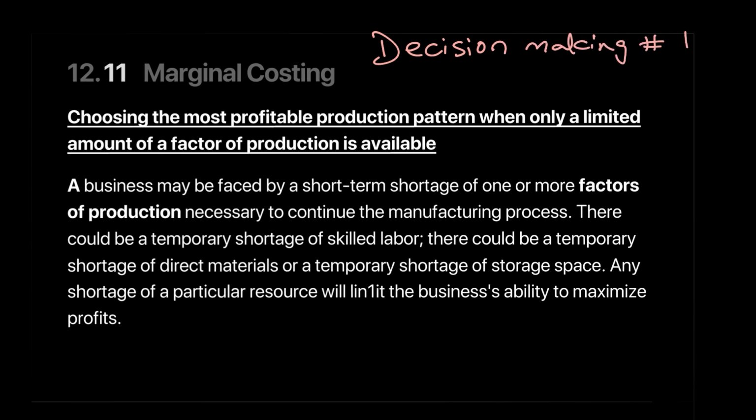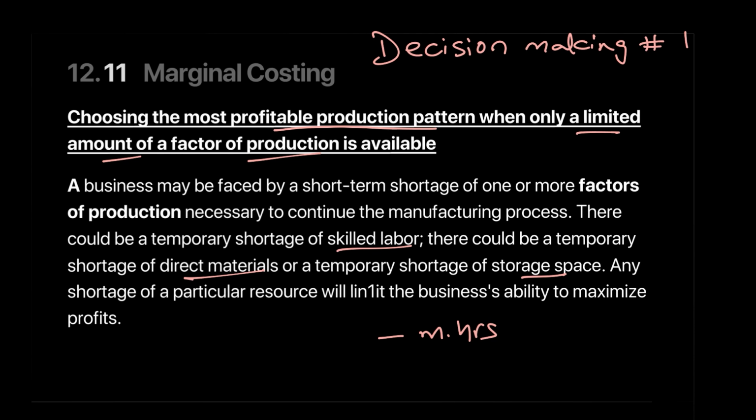All right, so let's take a look at a scenario when a firm has a limited amount of resources or factors of production available. Now you have to choose the most profitable production pattern available. So businesses do go through shortages of resources. These shortages could be of raw material, of space, of labor hours, or of machine hours.